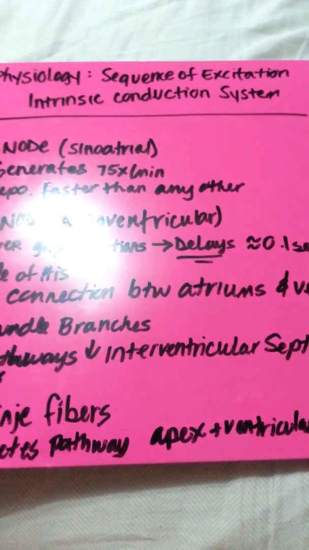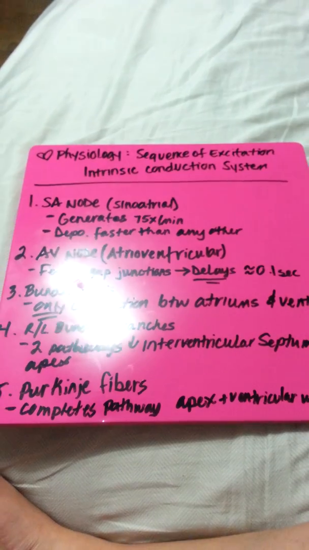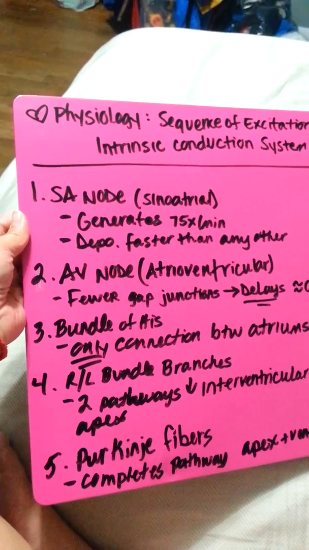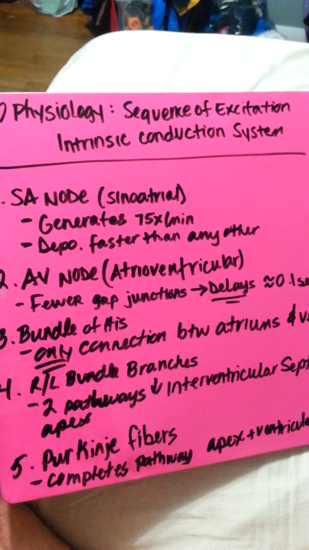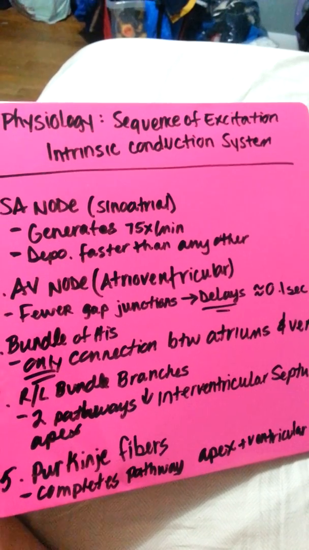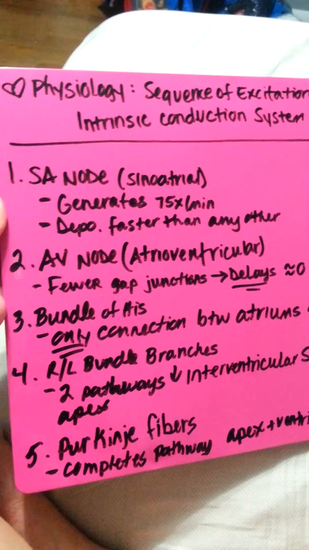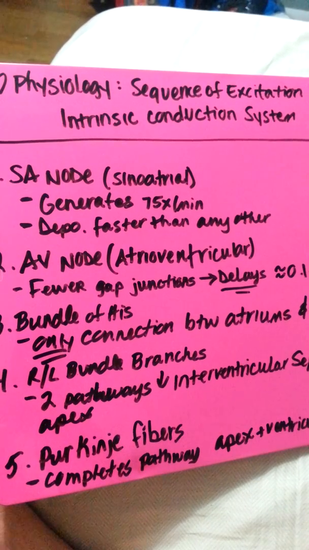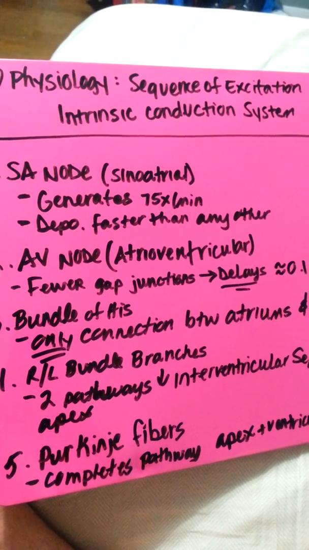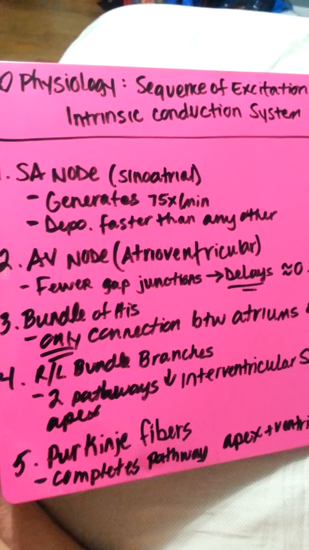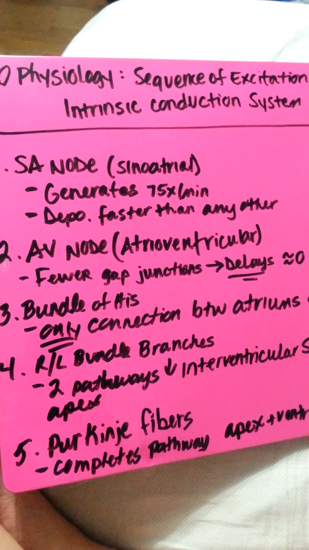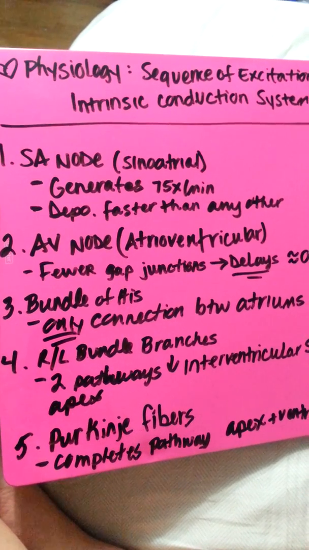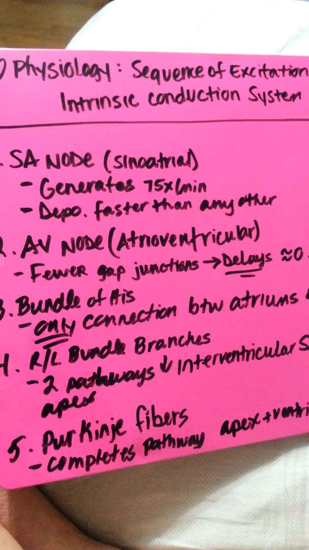Again, let's take a look at this. Okay, again we have the heart physiology sequence of excitation, intrinsic conduction system. Okay. First one we have the SA node, or the sinoatrial node. It generates 75 times per minute, depolarizes faster than any other myocardium parts. Okay. 2 is the AV node, or the atrioventricular node.